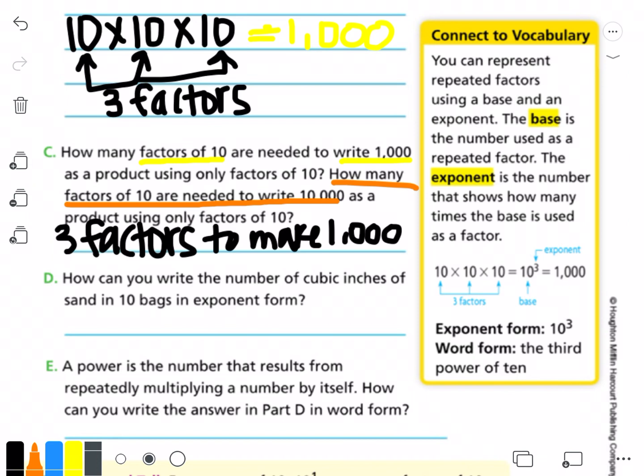It's the same way. 4 zeros, you should have 4 tens. So how many factors? You should have 4 factors of 10 to make 10,000. And I know I'm going over a little bit. So let me add in a little page here. So let's talk about that for a second.